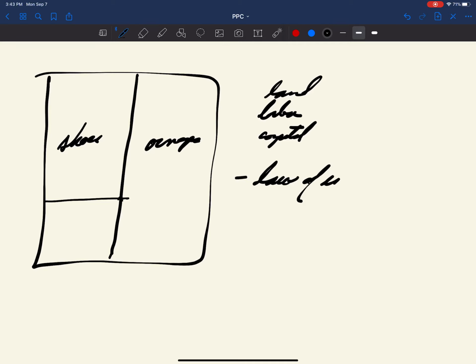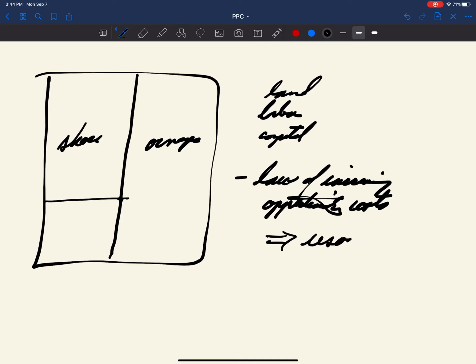is called the law of increasing opportunity costs. The law of increasing opportunity cost states that when you switch from one item of production to another, it costs you more and more to do so. Why? The resources are not perfectly adaptable.